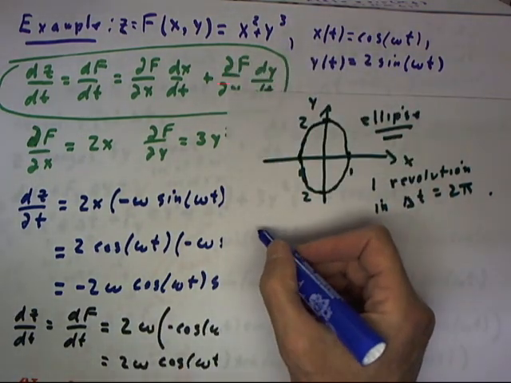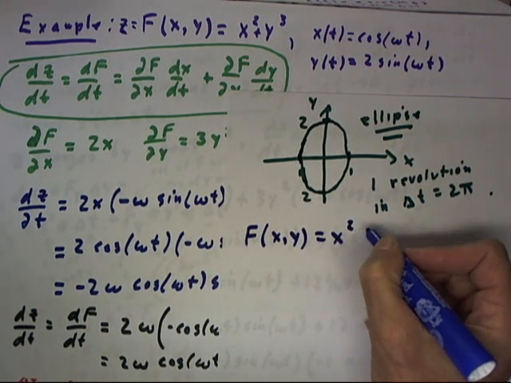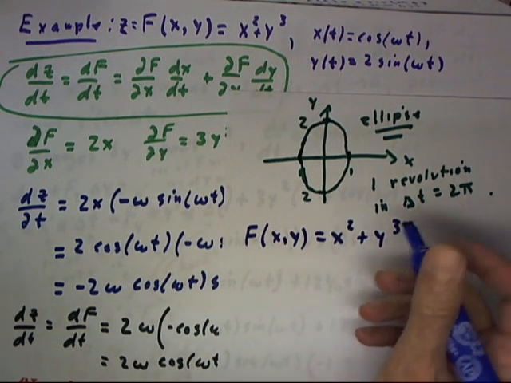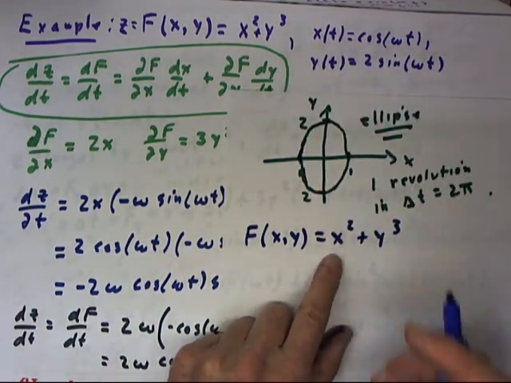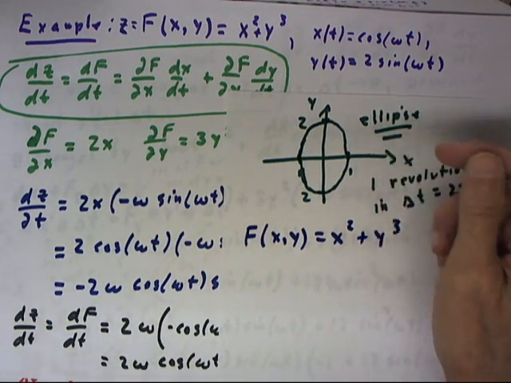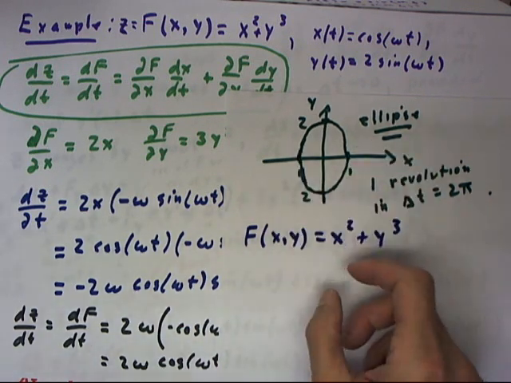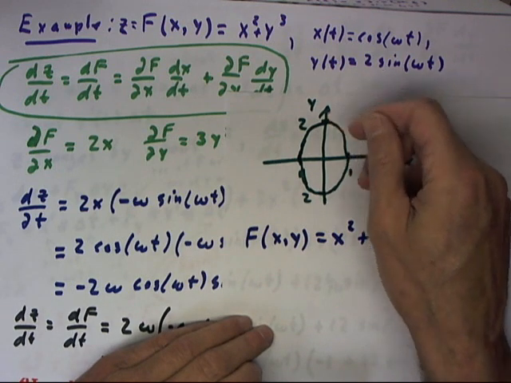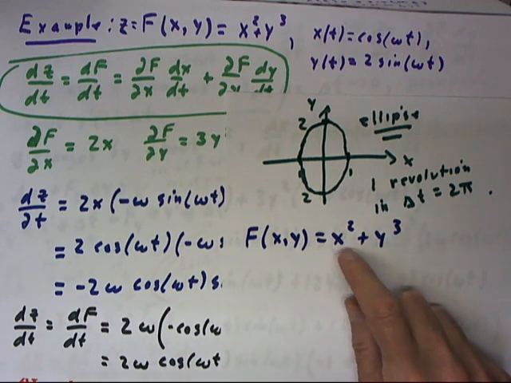Now f of x y equals x squared plus y cubed. How does that expression change as we move around this ellipse? Well, first, we notice that x is never bigger than 1, so x squared is never bigger than 1. x squared is only 1 at t equals 0 and t equals pi, and then x decreases, and as x approaches 0, x squared approaches 0 rather quickly, more quickly than x does.